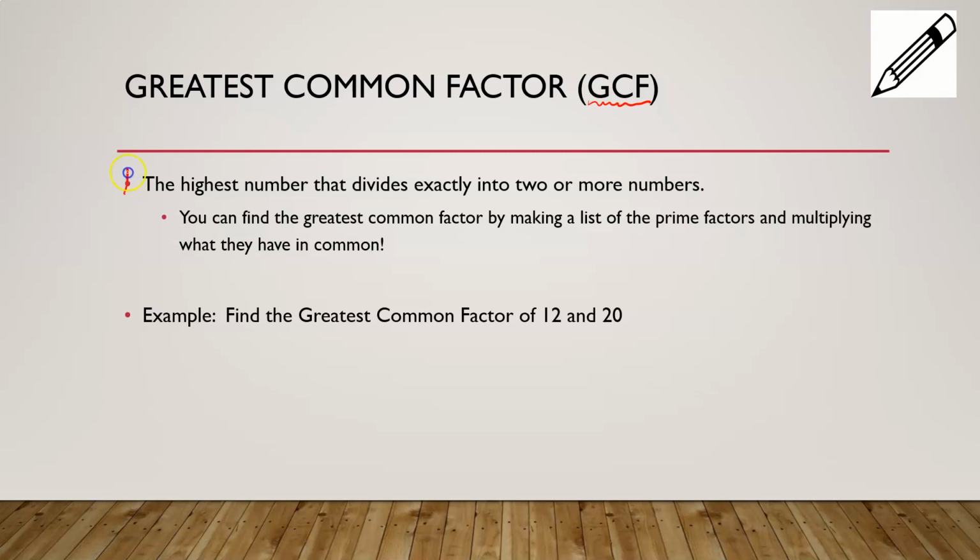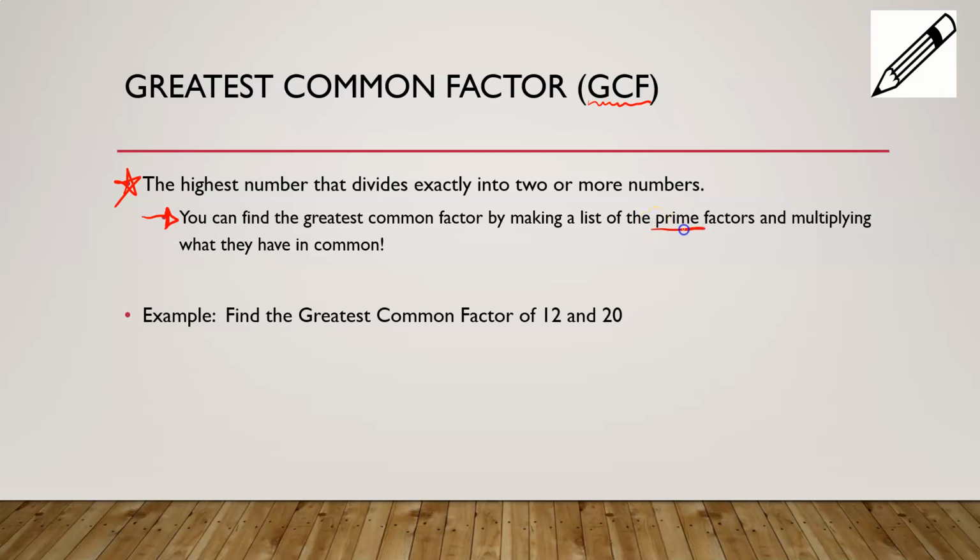Now, the greatest common factor, by definition, is the highest number that divides exactly into 2 or more numbers. Okay, so that's by definition what it is, but we need a strategy to be able to actually find the greatest common factor. And so that's where this bullet point's important. You can find the greatest common factor by making a list of the prime factors and then finding what they have in common and then multiplying those numbers together. Okay, so let's look at an example. We're going to find the greatest common factor of 12 and 20.